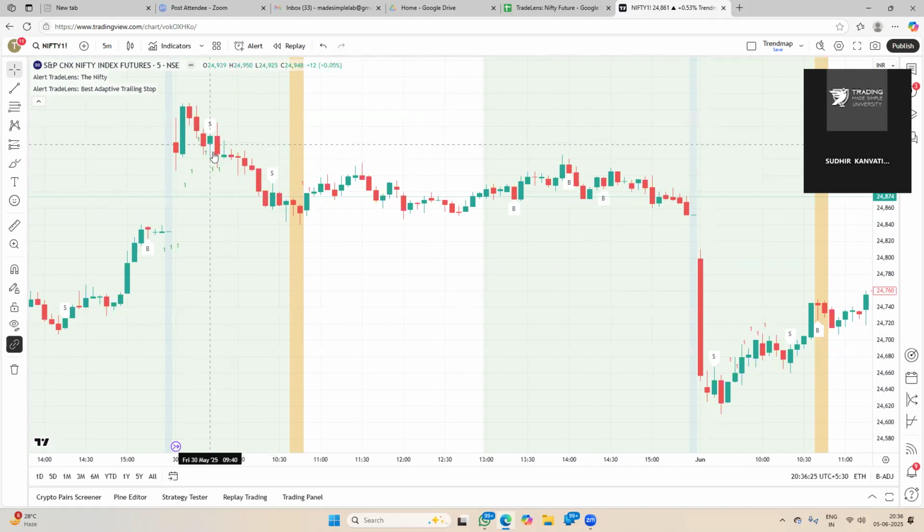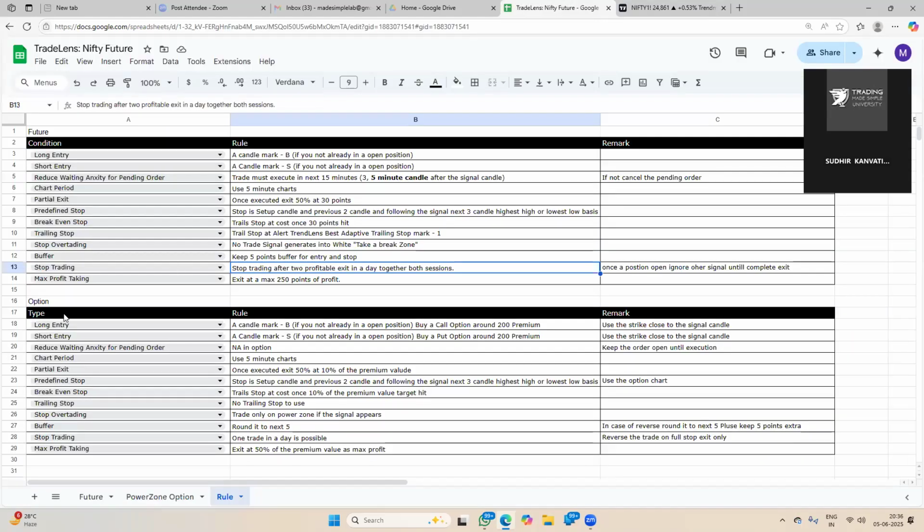For example, in this day the sell trade executed, and you have a profitable trade here. This trade is actually not taken because you already have an open position. A marker appears here, that means a trailing stop loss has been activated. You exited the sell trade. You have a buy trade here. This buy trade hit the 30 points. So you already have two profitable trades. You will not take this trade. That is the rule: stop trading after two profitable exits.